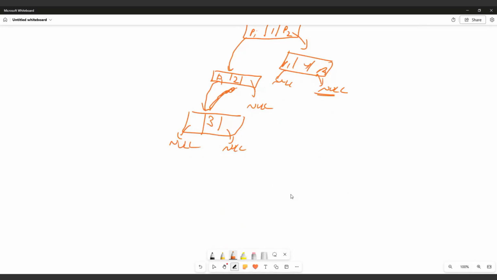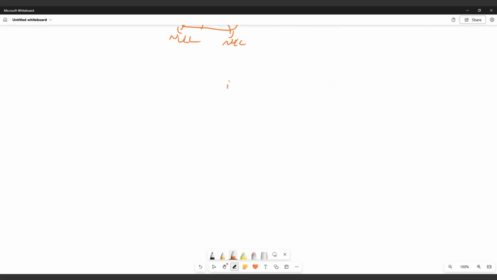Sir, can you please repeat? Okay. So I was saying that if our tree is looking like this, what I just said is that each node looks like this.